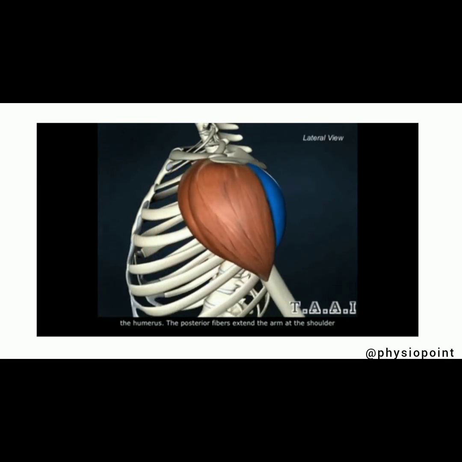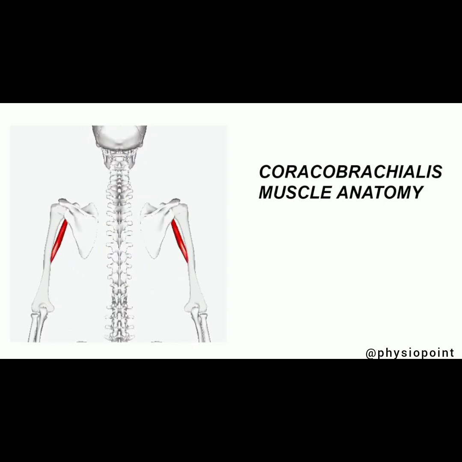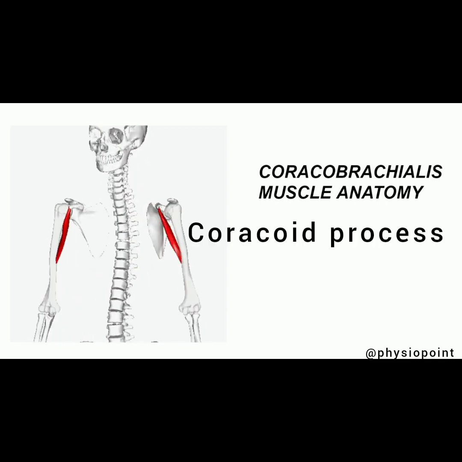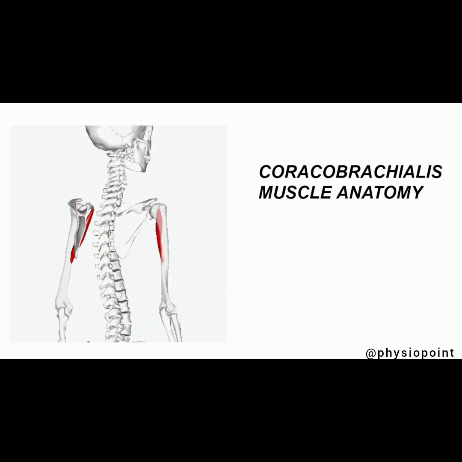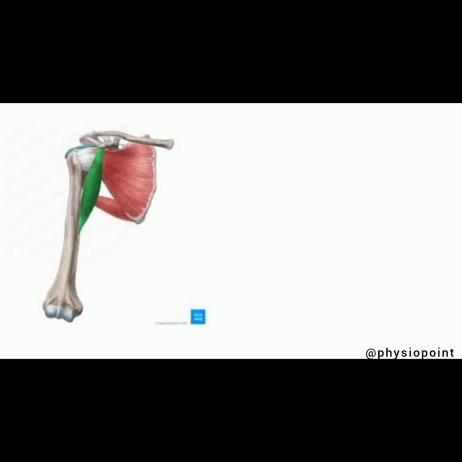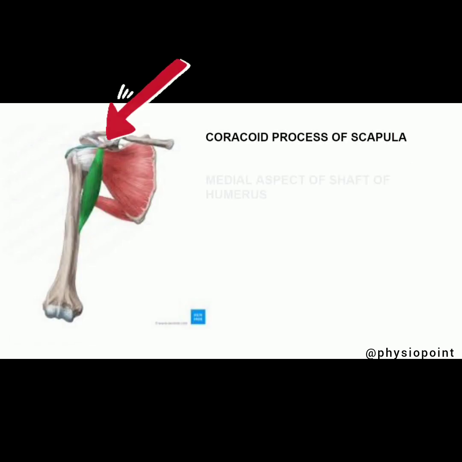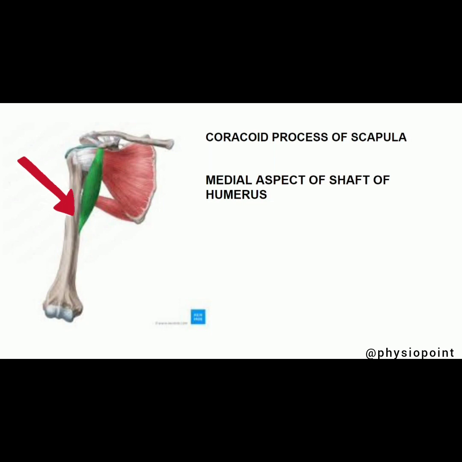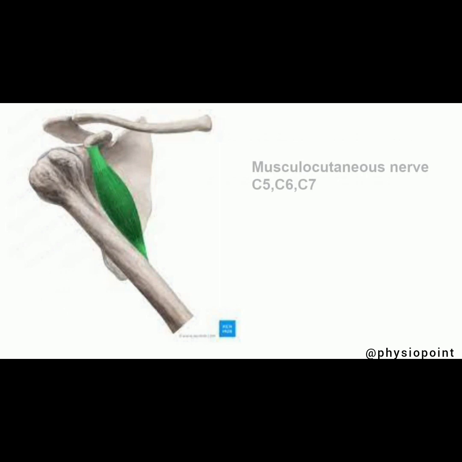Coming to the next muscle, coracobrachialis. As the name suggests, coraco represents the coracoid process of the scapula and brachialis represents the brachium, that's the arm. So the muscle originates from the coracoid process of the scapula and it's inserted in the brachium, that is the arm. It's inserted in the middle half of the medial aspect of the shaft of the humerus, which represents the arm. So I repeat, it's inserted in the middle half of the medial aspect of the shaft of the humerus, and it's supplied by the musculocutaneous nerve with the root value C5, C6 and C7.